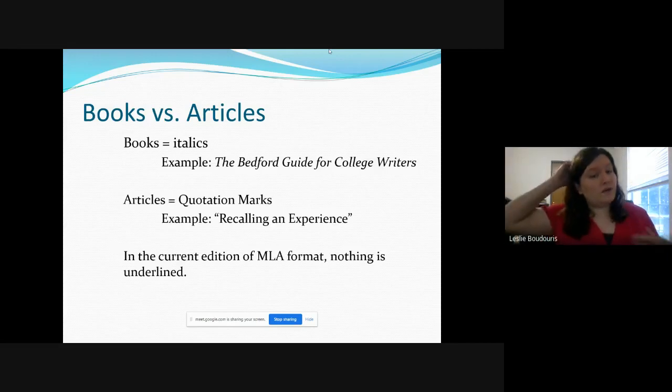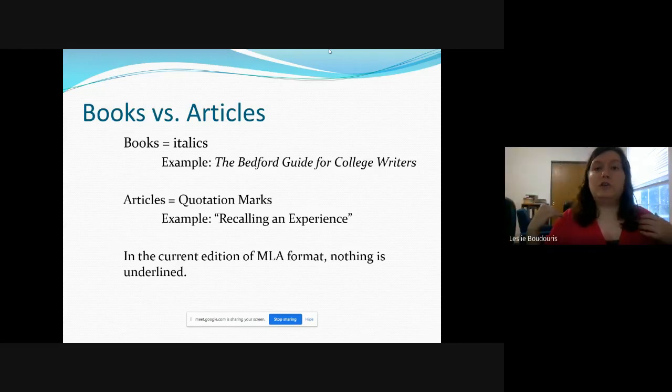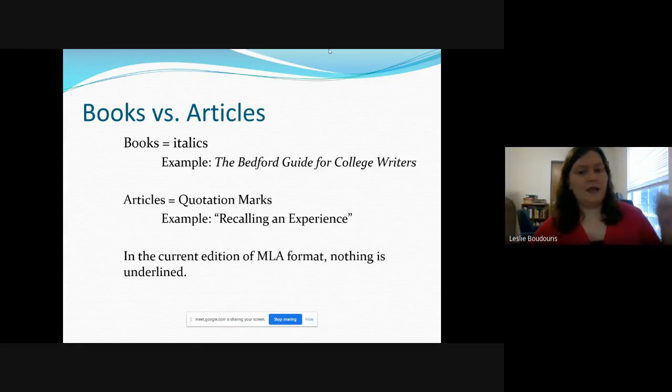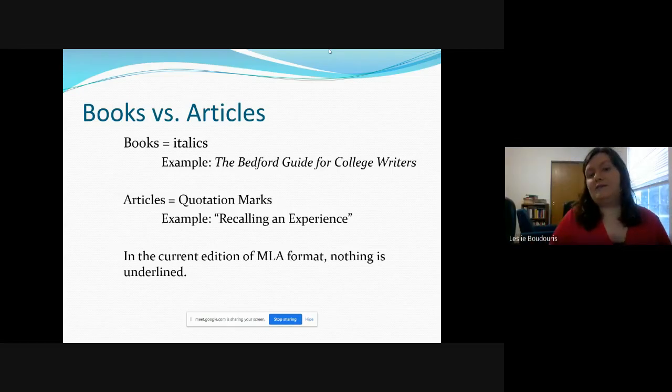So it will always be one or the other. So if you're looking at a book, ask yourself, what type of source is this? Is this a book or a journal? It's in italics. You also will see some things in italics if it's a publisher.